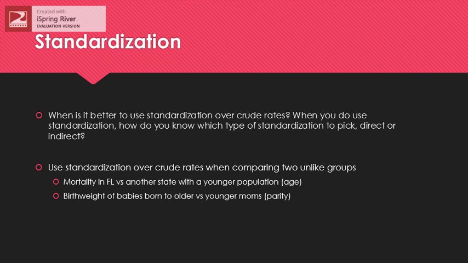Another example is birth weight of babies born to older versus younger moms. Maybe you want to know, do older moms have bigger babies? Well, that seems like a straightforward question, except that older moms are more likely to have had more children, and babies tend to get bigger as women have more children. So you need to control for what's called parity. That's the number of live births, the number of babies that a woman has had. So those are instances where you would want to standardize based on age in the first example and based on parity in the second example.